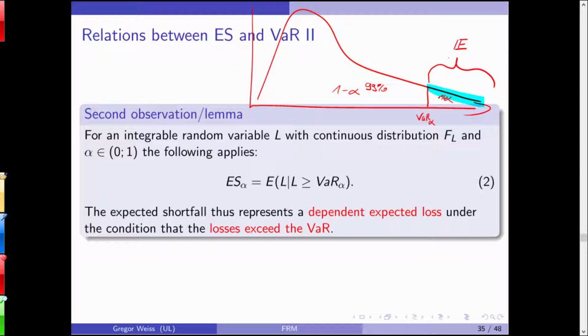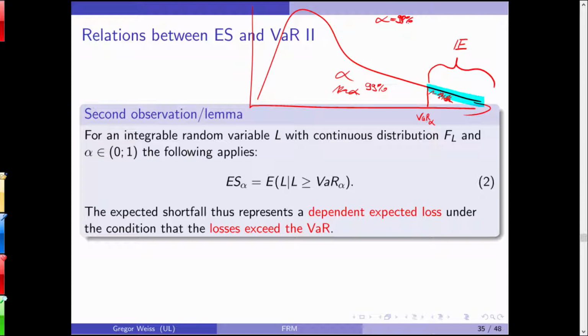Yeah? I think the 99% should just be alpha. Should just be alpha? Okay, yeah, could be. It's just a way of defining this, right? So I have 1 minus alpha here. If alpha is 99%, yeah, okay.